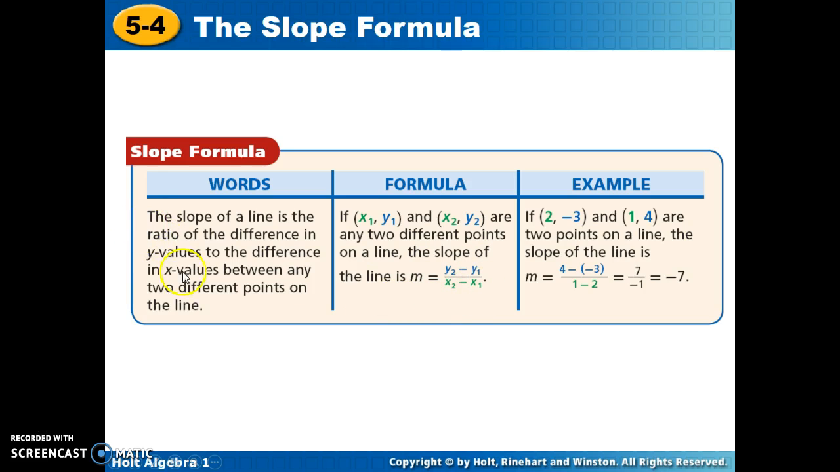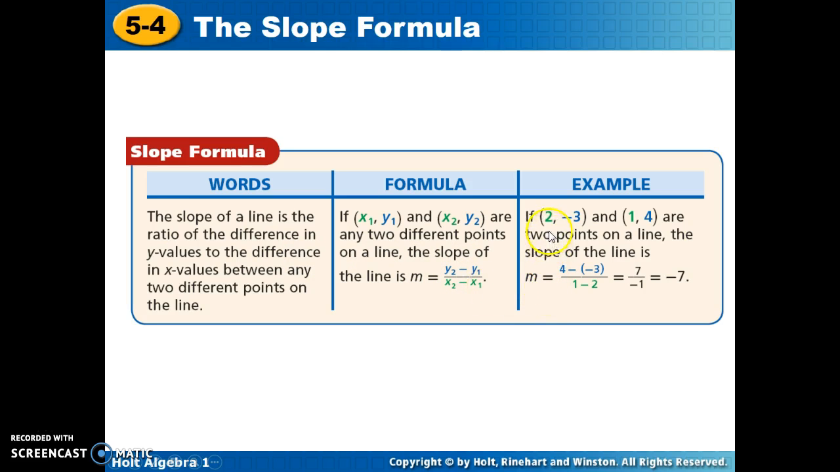In words, what this means is that the slope of a line is the ratio of the difference in the y values to the difference in x values between any two different points on the line. So you're always subtracting the y's on top and subtracting the x's on the bottom.